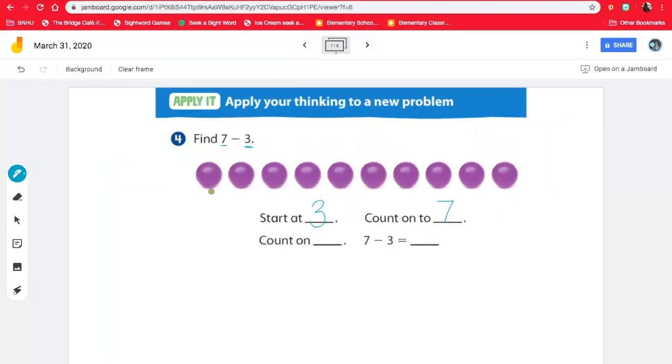So if we start at 3, we have our 3 balls here. Let's count on to 7. 4, 5, 6, 7. Now how many jumps did I make? 1, 2, 3, 4. So we counted on by 4.